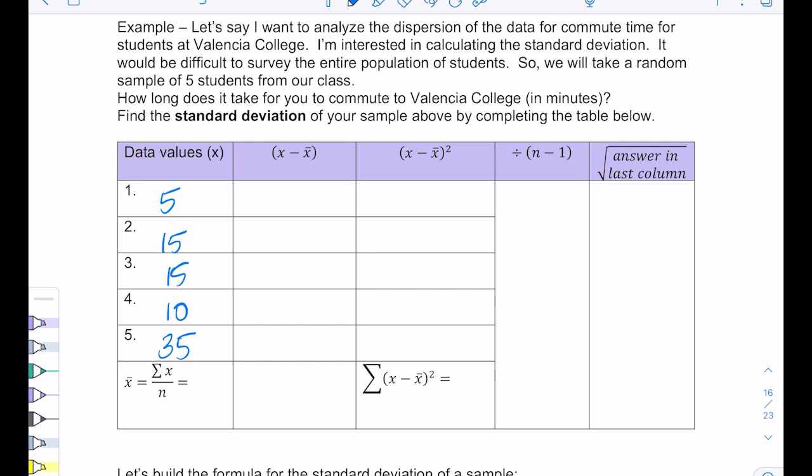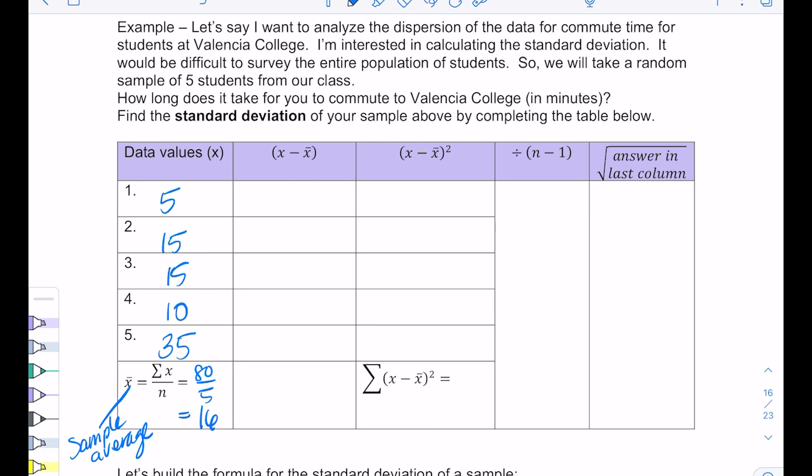So the very first step is to find the average. We're looking for our sample average, so that's our x bar, which represents our sample average. We take the sum of all of those numbers. So you're going to add 5 plus 15 plus 15 plus 10 plus 35, and then divide by the number of numbers. There's 5 numbers. If you add all those up, you get 80. And then when you divide by 5, you get the average. So on average, it takes those 5 students 16 minutes to travel to Valencia.